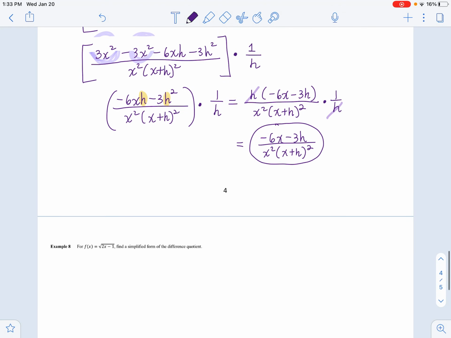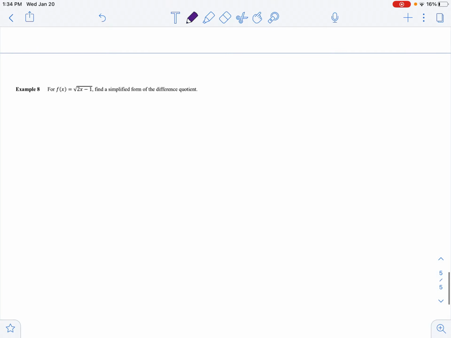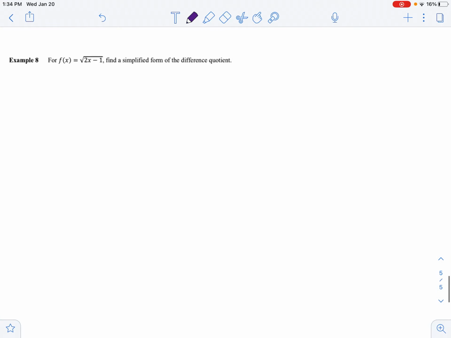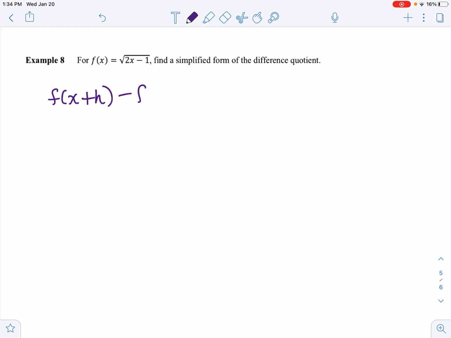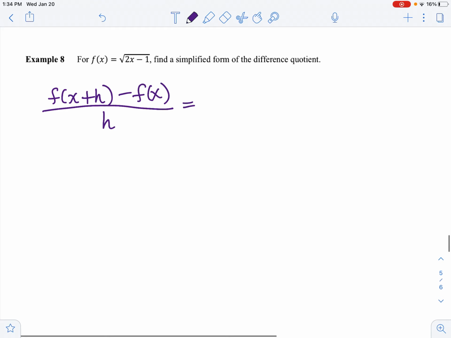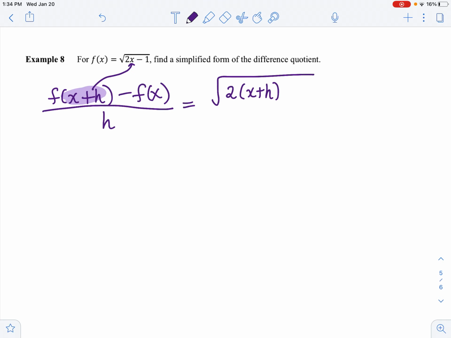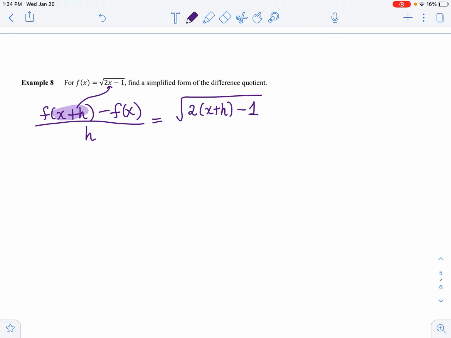But let's do one more advanced example. Example number 8, okay? For f of x equals square root of 2x minus 1, find a simplified form of the difference quotient. So we know the difference quotient is f of x plus h minus f of x divided by h. So if I plug in x plus h into this x, I will get square root of 2 times x plus h minus 1. That is f of x plus h.